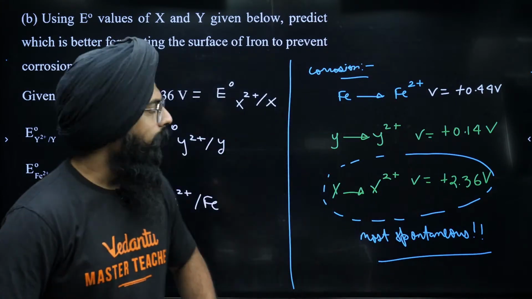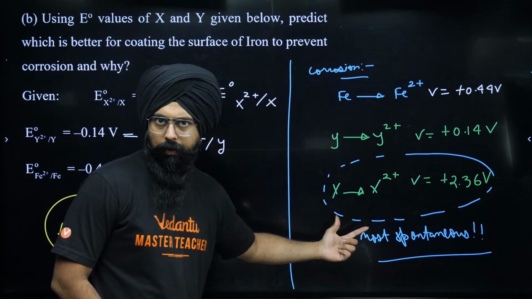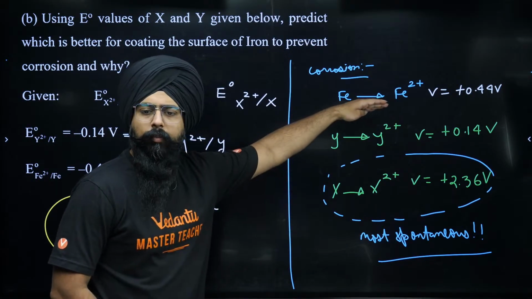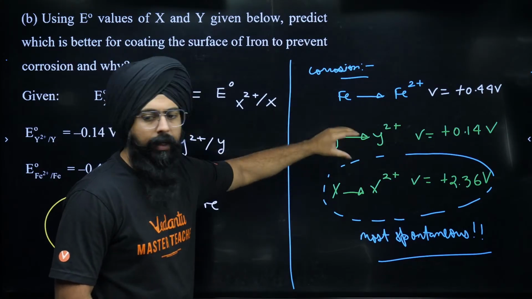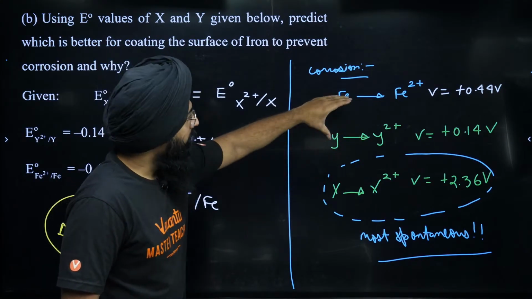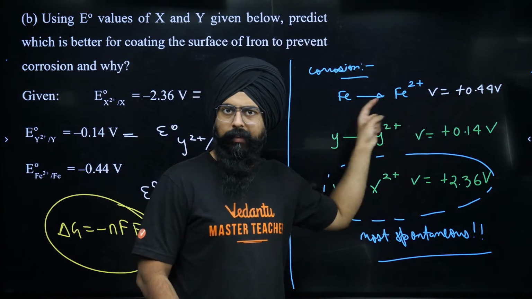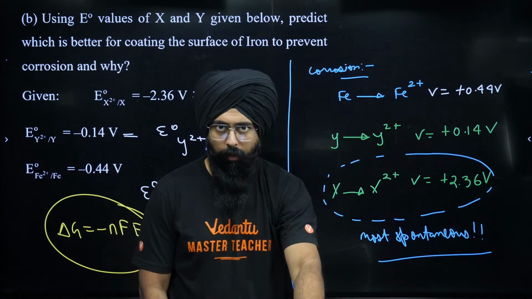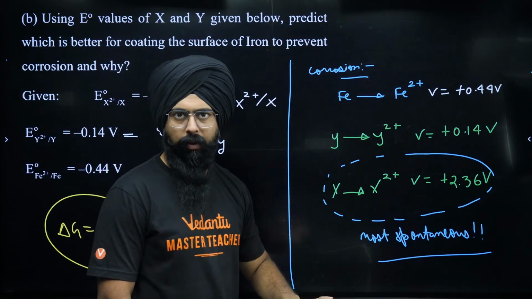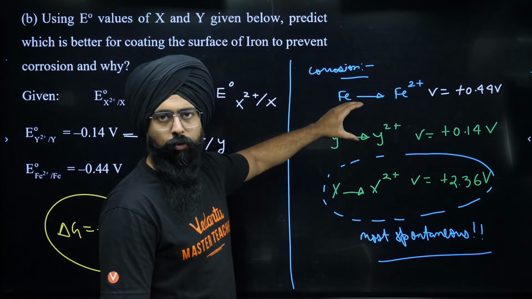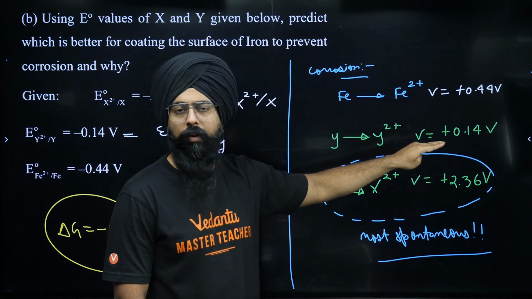Do you understand that out of these three processes, this one is the most spontaneous? Iron is somewhere in the middle. So if I do these two processes together, iron will get oxidized, but that is what I want to stop. More voltage means it will happen, less voltage means it will not happen. So when we compare these two processes with each other, iron will happen over here, this one will not happen.